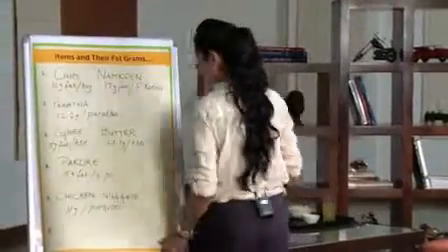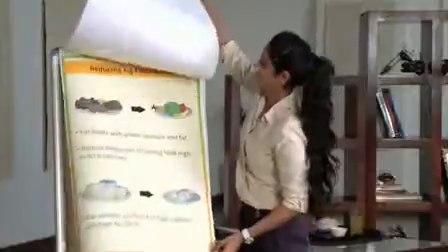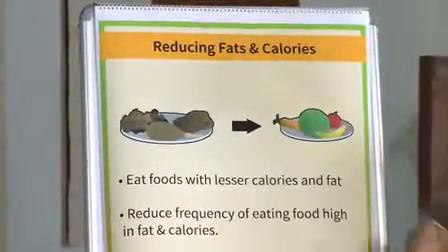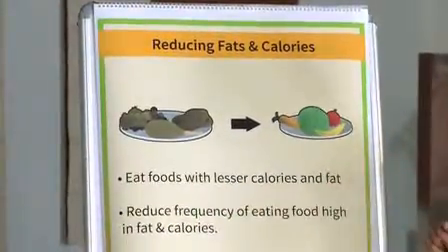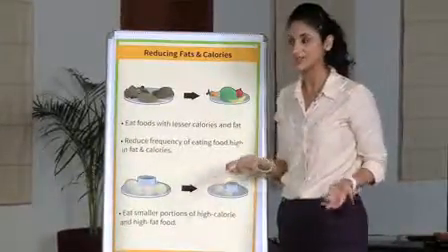There are 3 ways by which you can reduce the amount of fat and calories. The first is to eat foods with lesser calories and fat. For instance, you could choose to have an apple rather than a packet of chips.